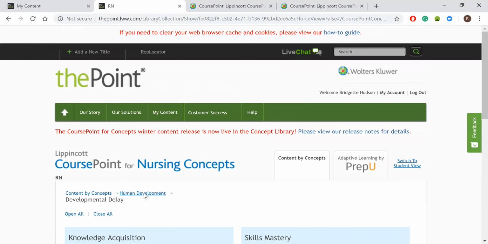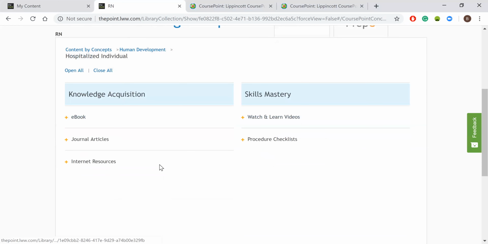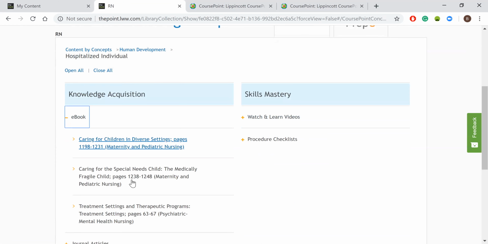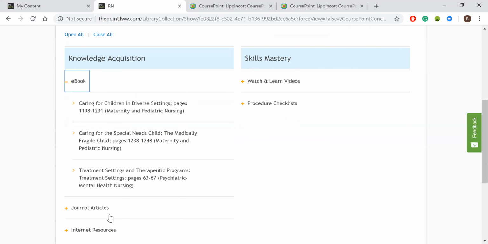So now I'm going to go back to the human development concept. I'm going to look at the hospitalized individual. And then again, these are your resources. The only thing I'm going to look and see is what my reading is for the ebook. And then these are the readings for that. So RISI book, and then the mental health book, which is VitaVec.